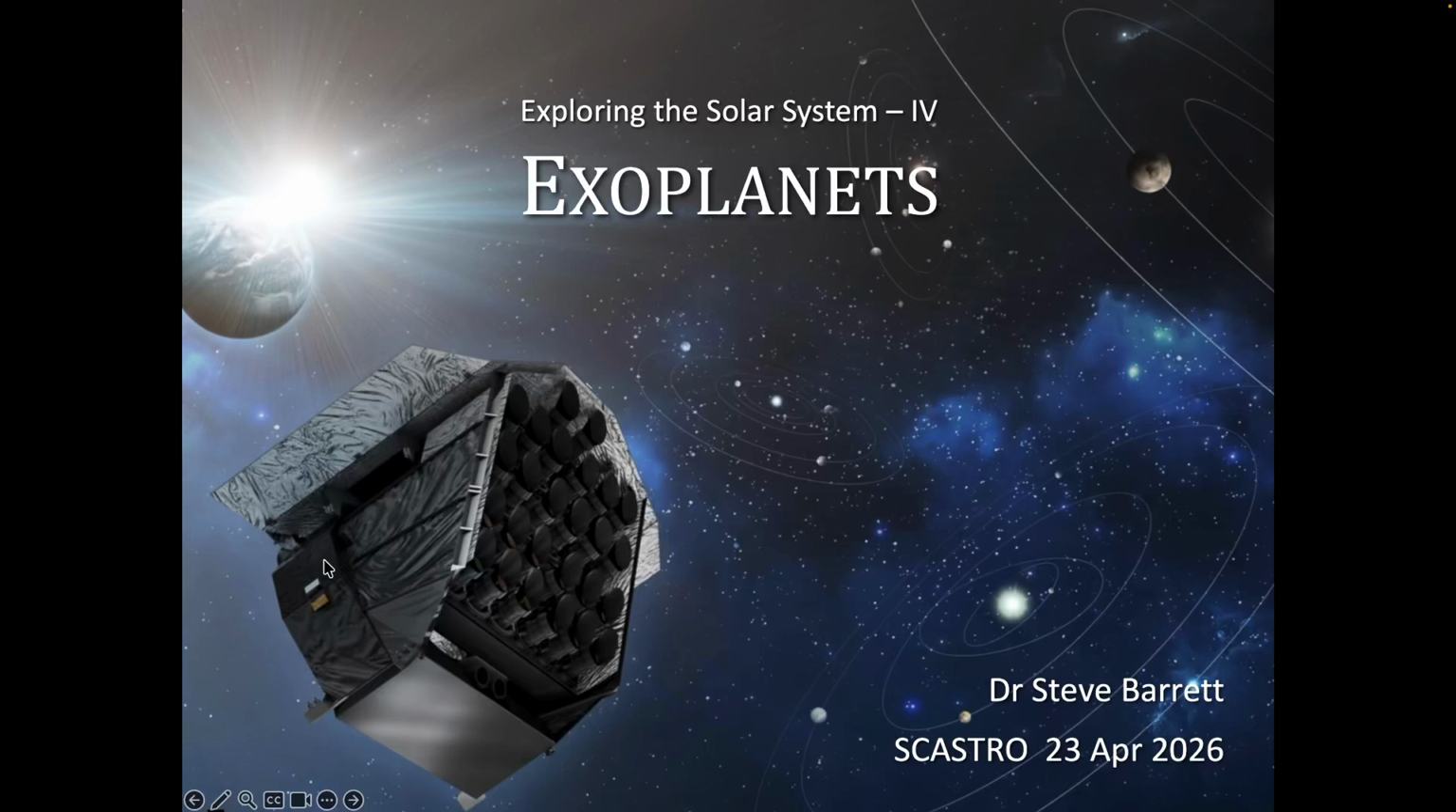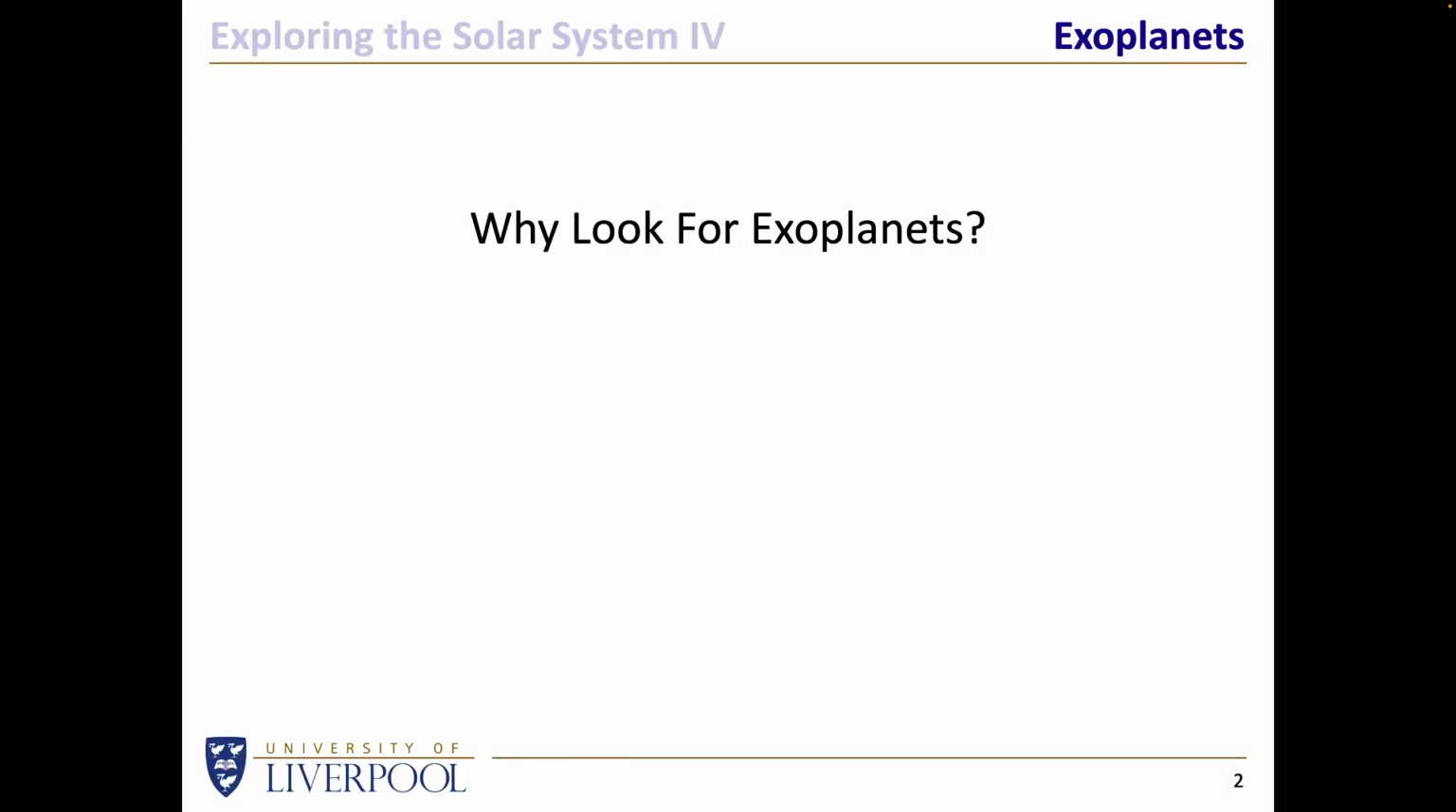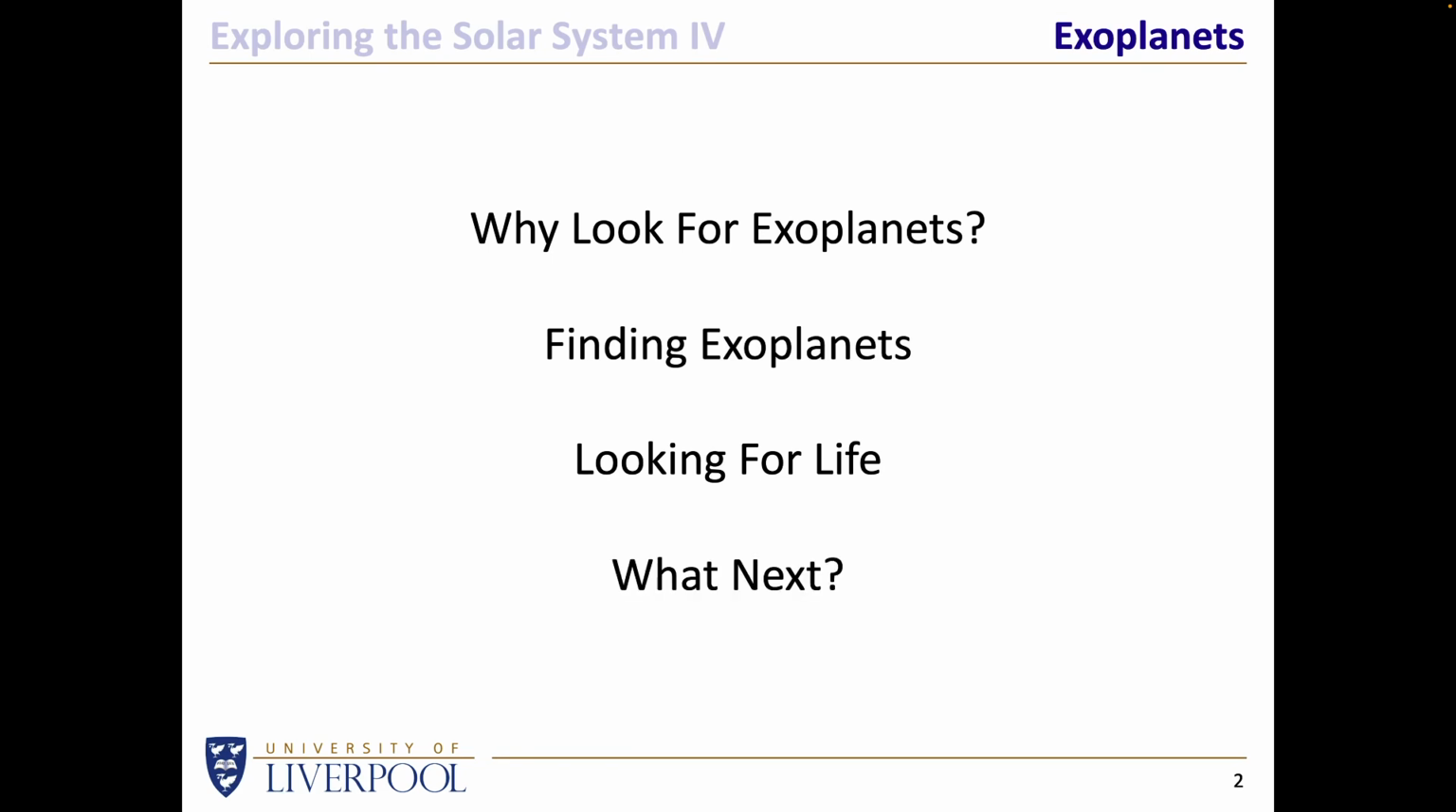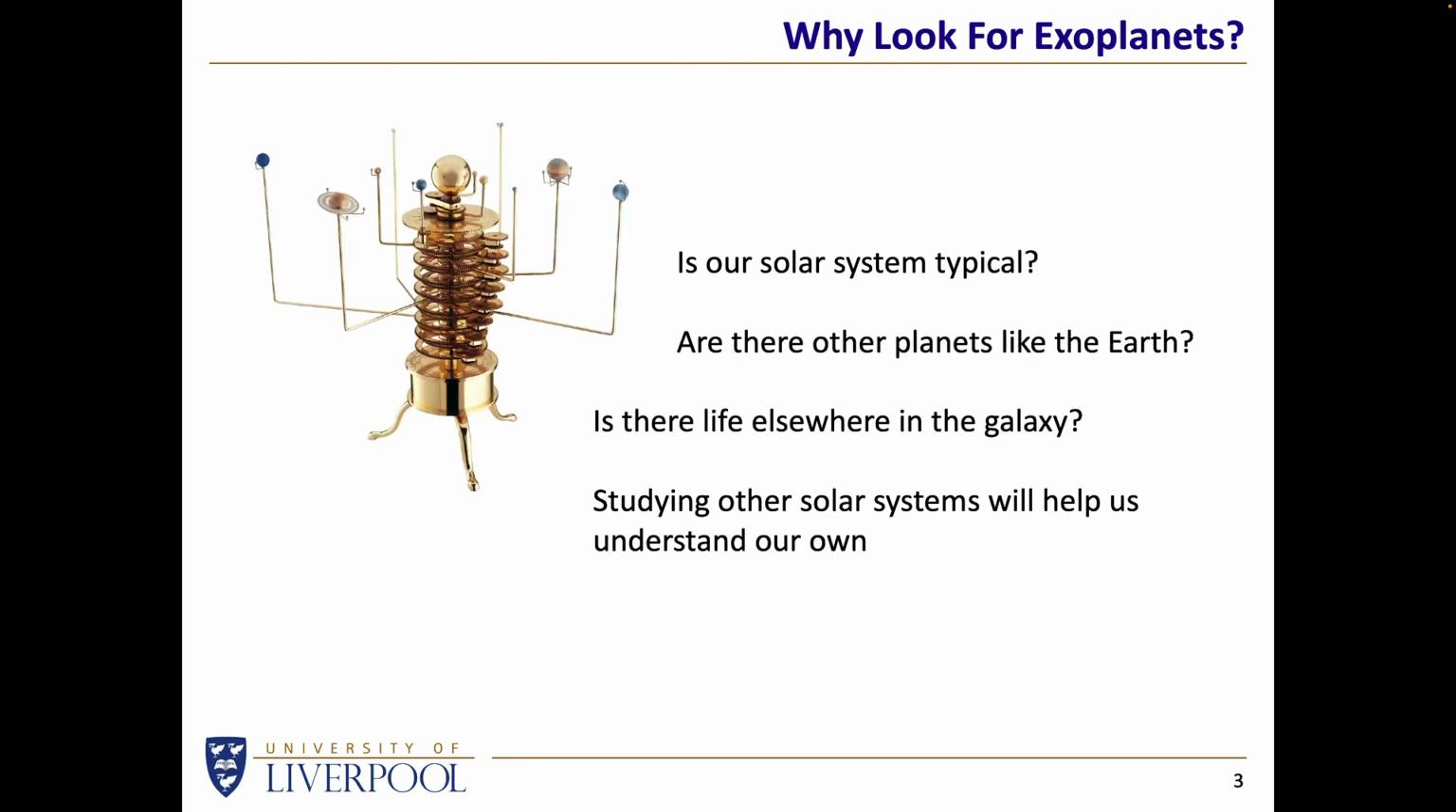Exploring the solar system, part 4, exoplanets. So the question is, why do we bother looking for planets around other stars? How do we go about finding planets around other stars? How might we decide whether or not a planet around another star could be harboring life? And again, the question, where next?